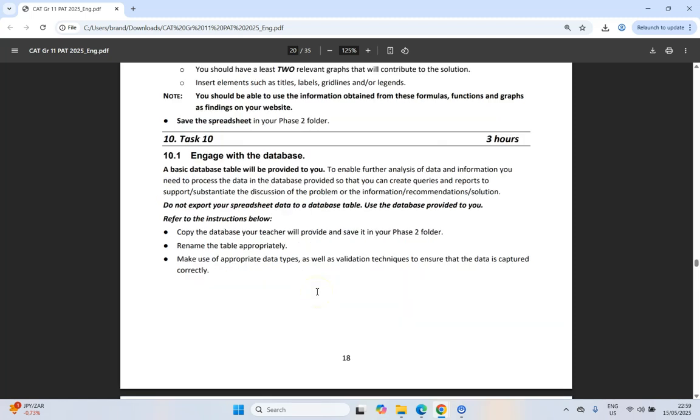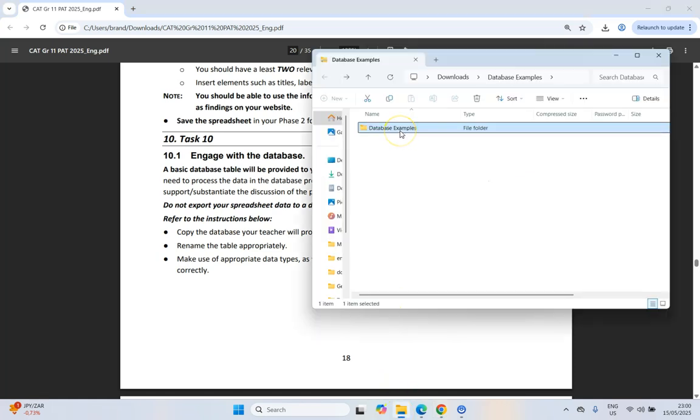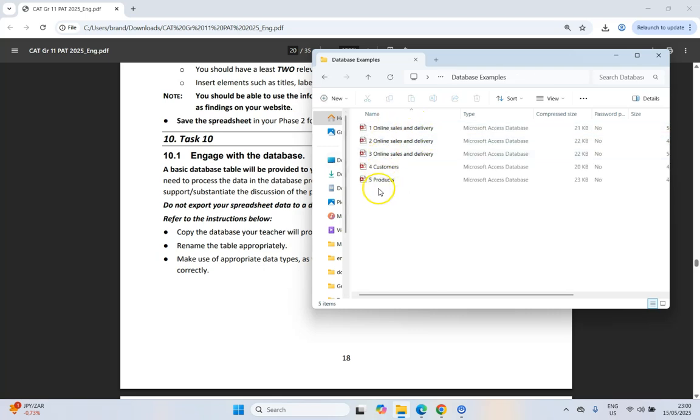And here's the one big difference between grade 11 and grade 12. With the database, they're going to actually give you a database. There's a whole bunch that they provided. There's a folder for them. I'll provide a link to where you can get the database from, but your teacher will probably give it to you. They give you a whole bunch of options, so you can go through them and find which one you find is the more useful one.